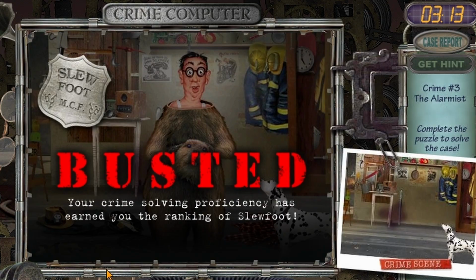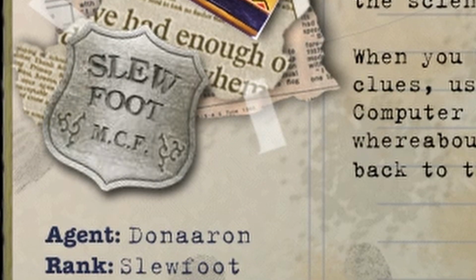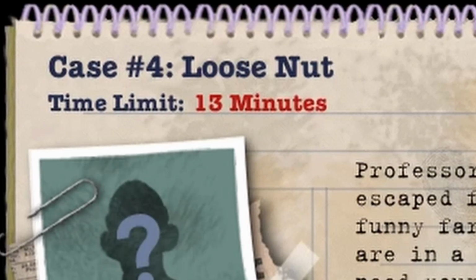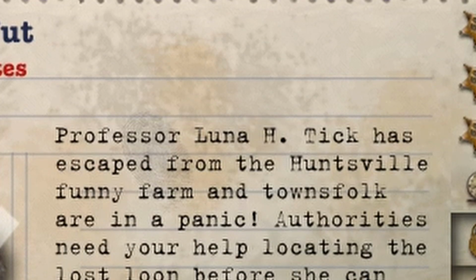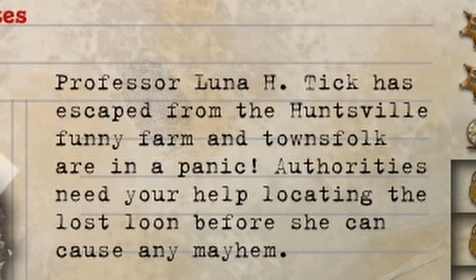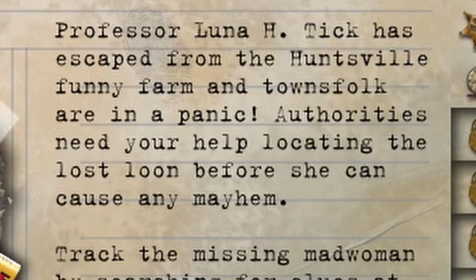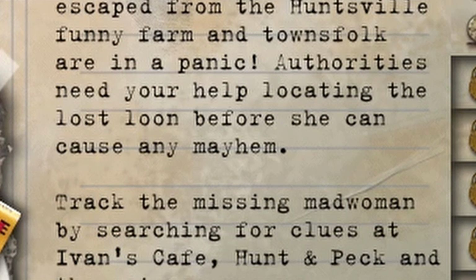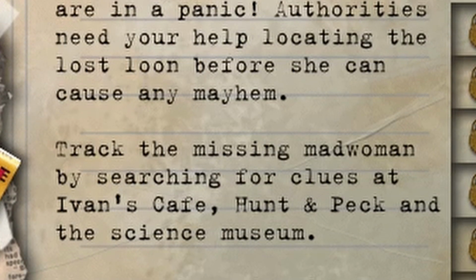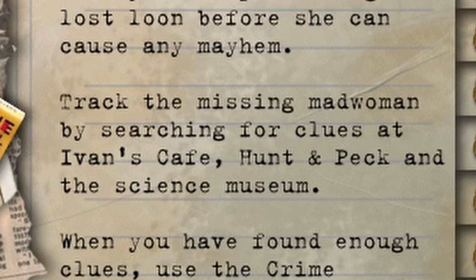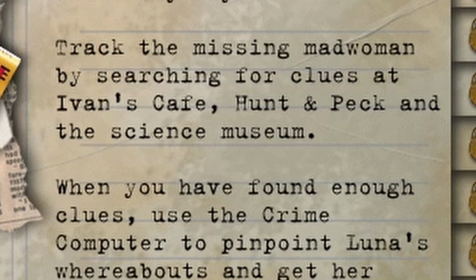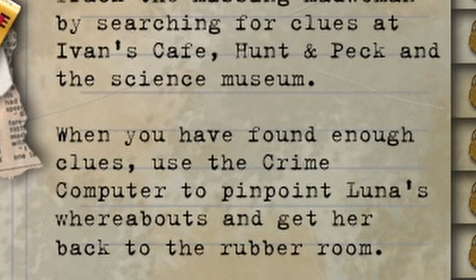of a slewfoot. The fourth case with the rank of a slewfoot is called Loose Nut. A professor by the name of Luna H. Tick, or should I say Professor Lunatic, escaped from Huntsville Funny Farm, a mental institution in Huntsville. The residents are panicking and the authorities are requesting the protagonist to find this missing madwoman.